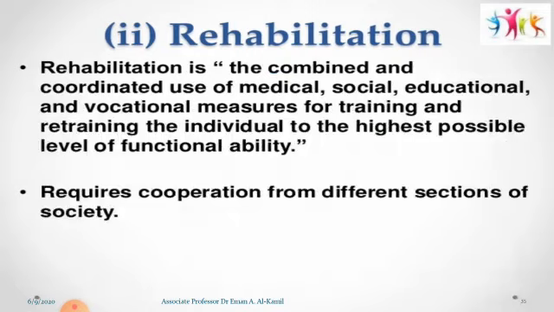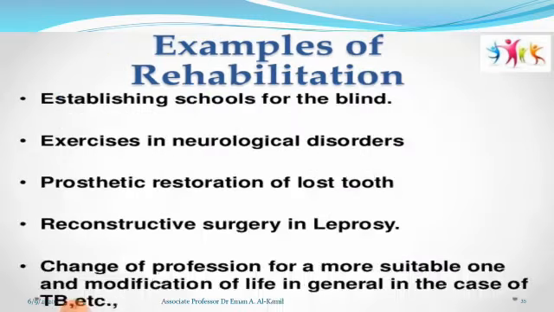An individual who has certain diseases such as stroke, for example: if the individual has a stroke, he has the impairment, disability, and the handicap, so he should restore some of the muscle activity by having physiotherapy, for example. So they should have certain physiotherapy in order to restore some function of the muscles. So it requires cooperation from different sections of the societies.